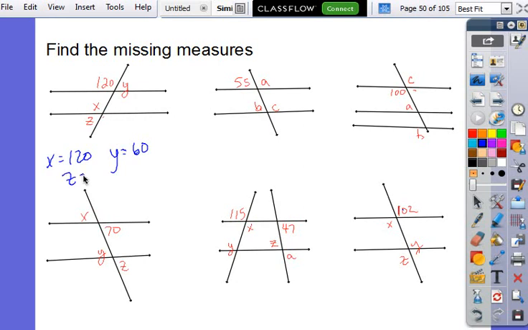If I go to the second one here, 55 and A, what kind are they? Linear pair, which means those two have to add up to be 180. So how would I find A? Subtract 55 from 180, 180 minus 55, and get 125. What about B? Then you go down there. What kind is it? Corresponding. What's the rule for corresponding? They are the same. So it's got to be that. Now, what is C compared to the 55?